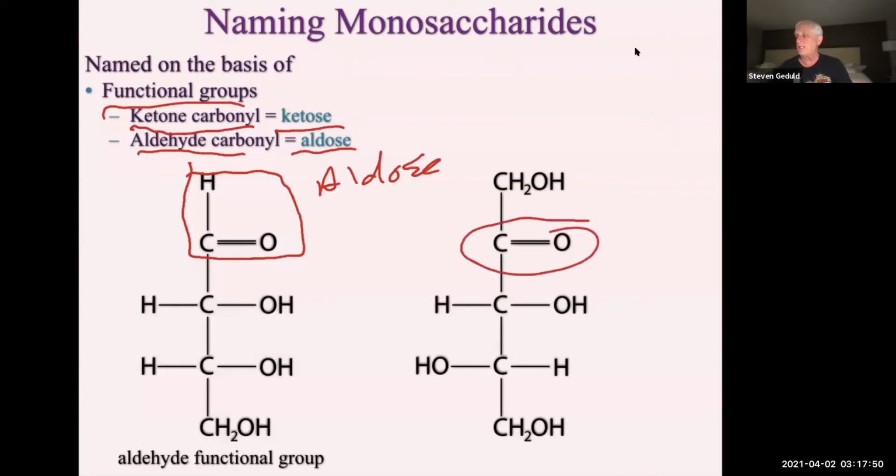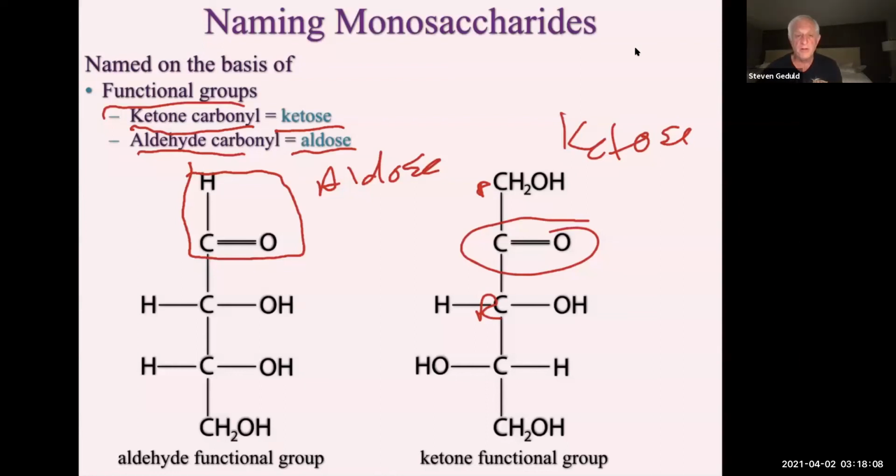This one, with the most oxidized end at the top, is this a ketose or an aldose? This one is a ketose, right? Because you got the R groups on both sides of the carbonyl group. So an aldehyde functional group, COOH, and a ketone functional group, R, carbonyl group, and then R.